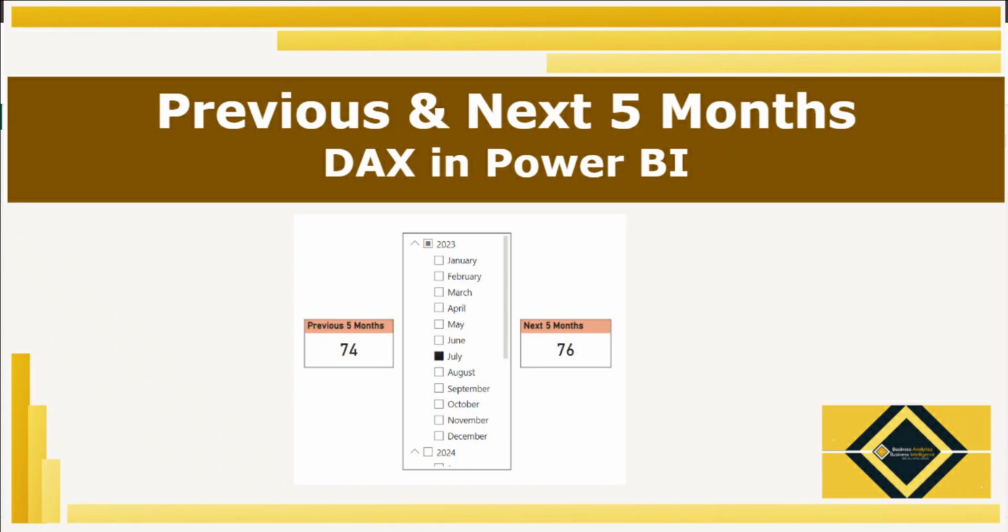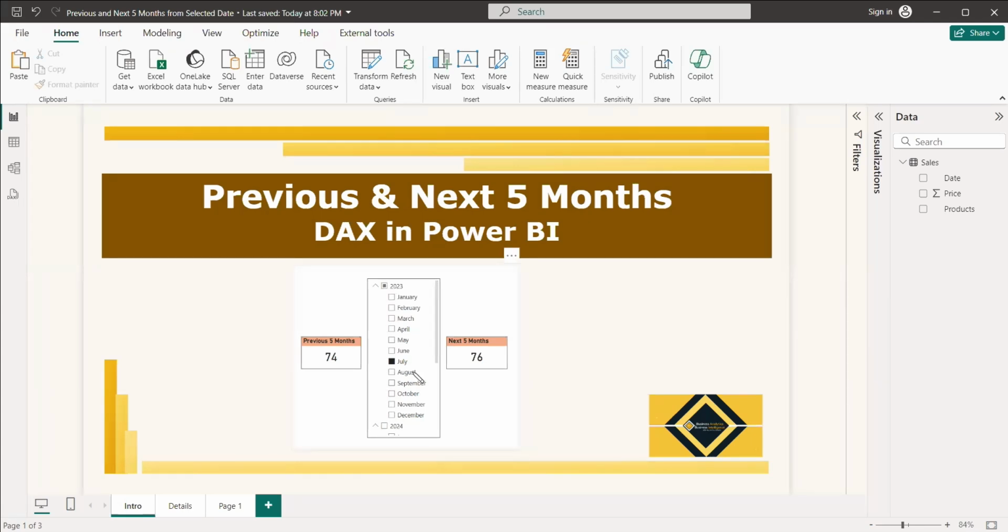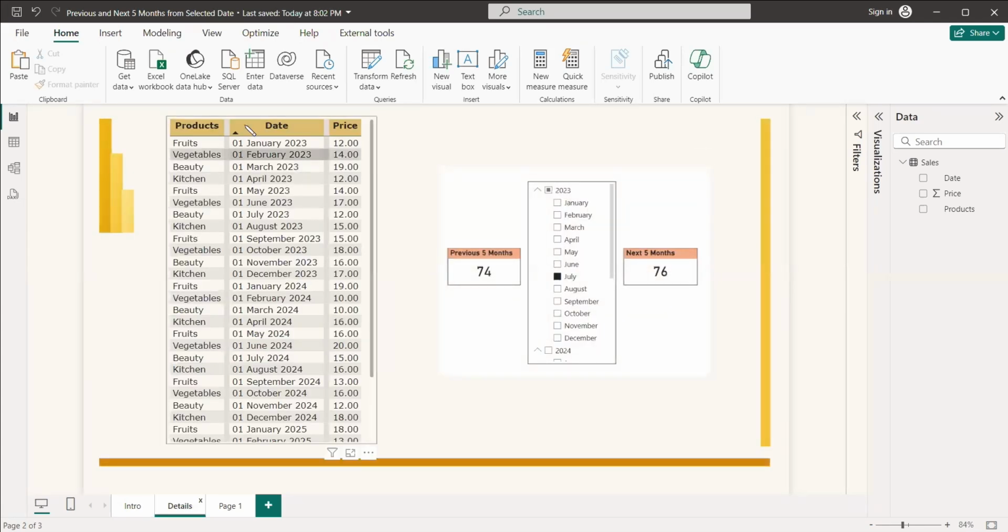In this new video, we are going to see the previous and the next 5 months from a given slicer. So if you go to the details, you have a sales table, and in that sales table, we also have a slicer. Suppose you select a month in the slicer, you have to get the previous 5 months sales as well as the next 5 months sales at the same time.